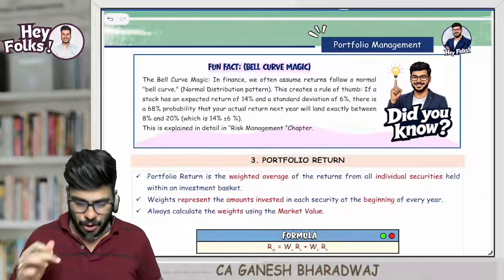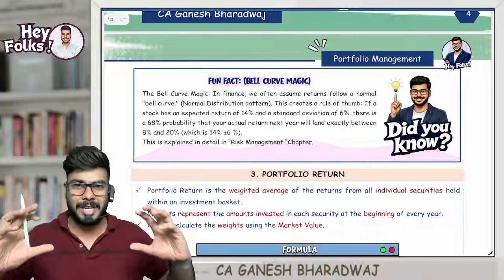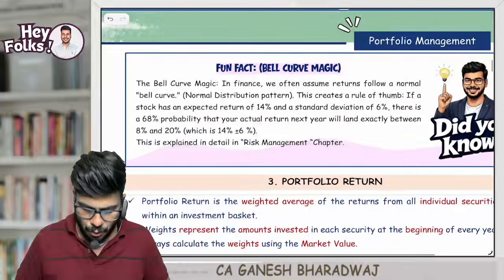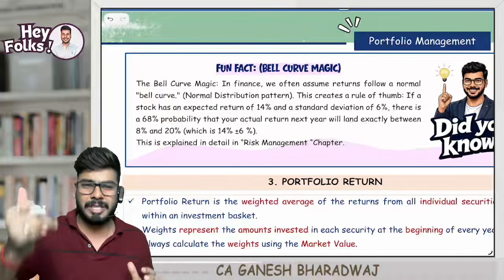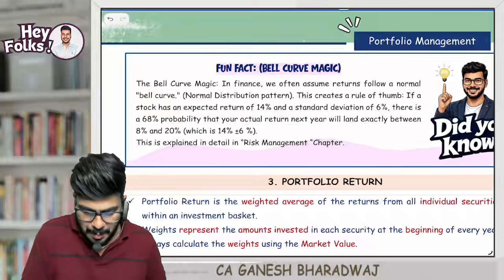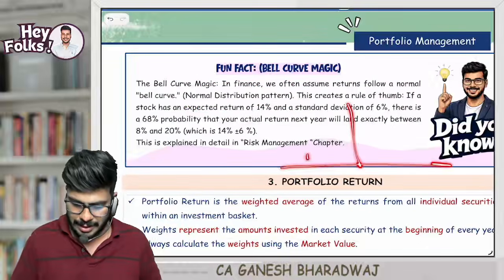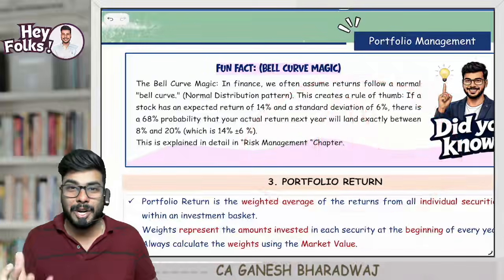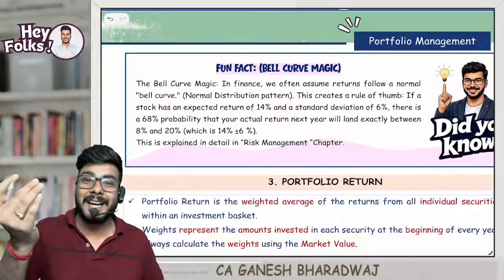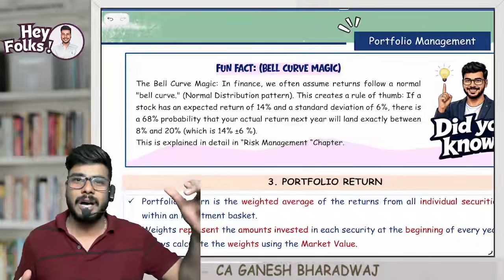the subject. So, for example, here, bell curve magic. I have mentioned something called bell curve magic. I'm not getting into the details. If you notice here, the entire concept of standard deviation, which is a measure of risk, is actually based on this normal distribution pattern. It looks somewhat like a bell curve. Now, this fundamental is required for you to even understand and interpret the concept of standard deviation.